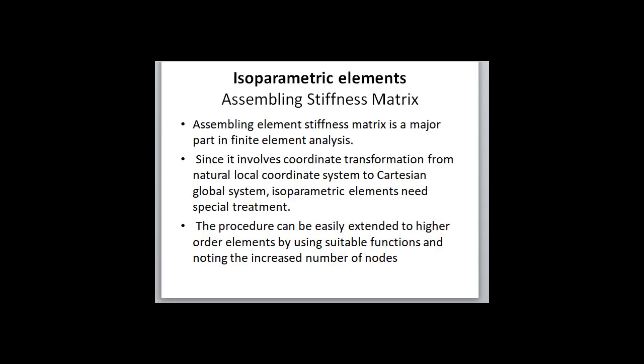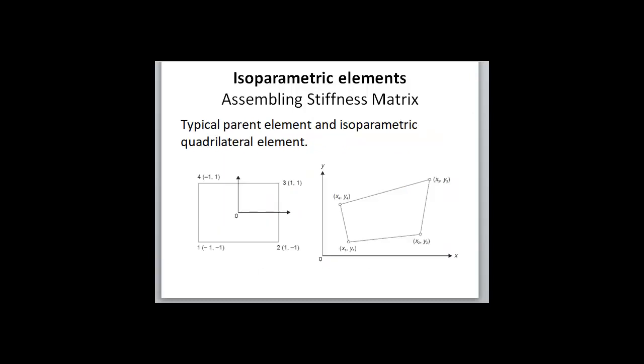In the isoparametric element, assembling the stiffness matrix is a major part in finite element analysis. Since it involves a coordinate transformation from the natural local coordinate system to the Cartesian global system, the isoparametric element needs special treatment. So the procedure can be easily extended to higher order elements by using suitable functions and noting the increased number of nodes. Now let us take a 4-noded rectangular element that is to be mapped to an isoparametric quadrilateral element, and we also see how the assemblage of the stiffness matrix is done in this example.